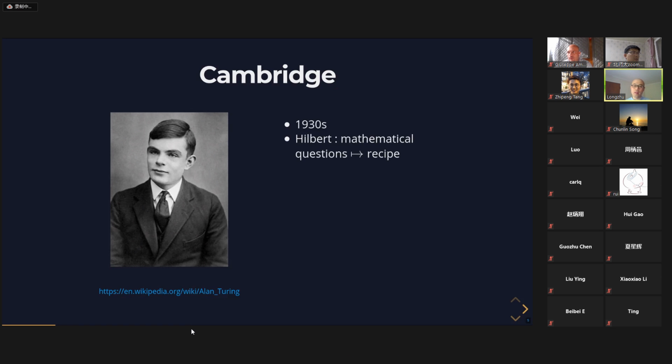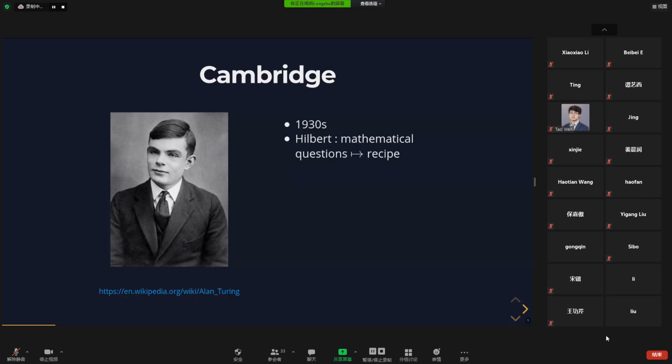His idea is basically whether mathematical questions can be tackled through a series of recipes. Basically saying, okay, is 1 plus 1 equal to 2, or is 17 a prime number, something like that. And it stirred some puzzles, and people tried to attack it from different angles.